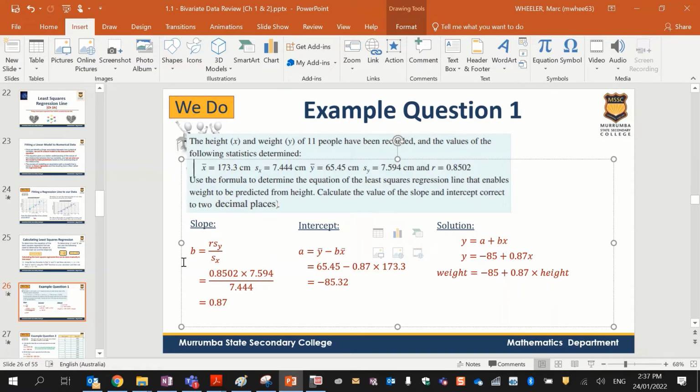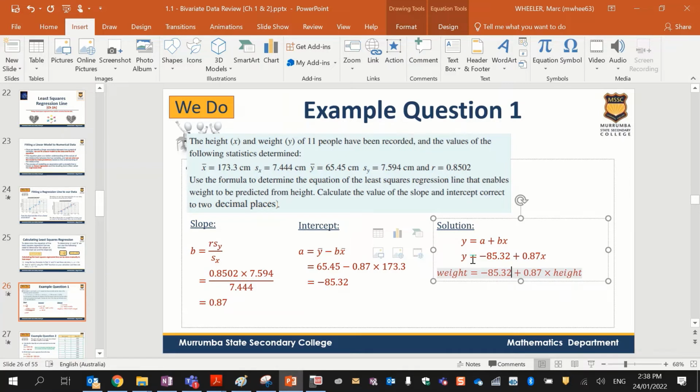Now we've got our B, now we've got our A, we can go and put that into the least squares regression equation. So that's what it looks like, y equals A plus BX. We go and put A, so 85.32, here. Plus B, which is over here, 0.87. Okay, and then that still needs to be multiplied by X on the other side.